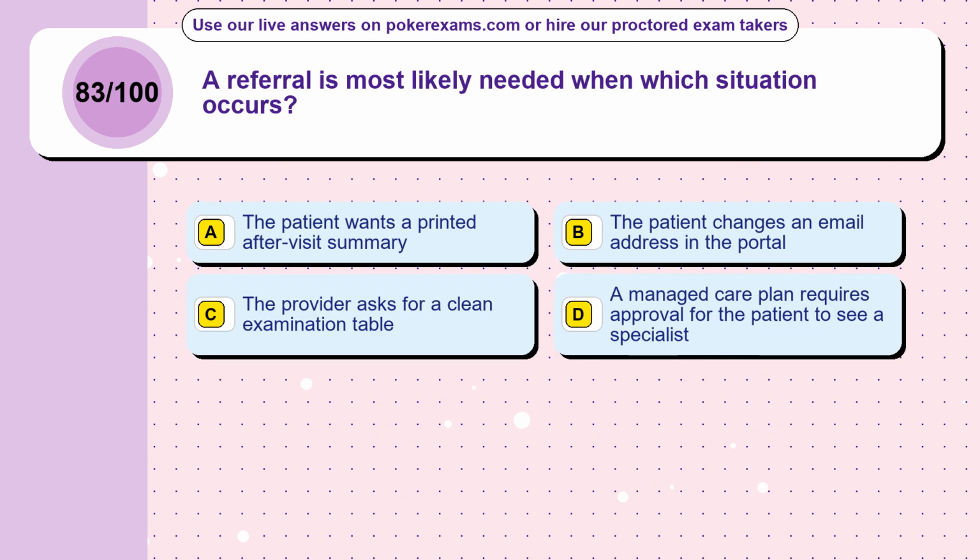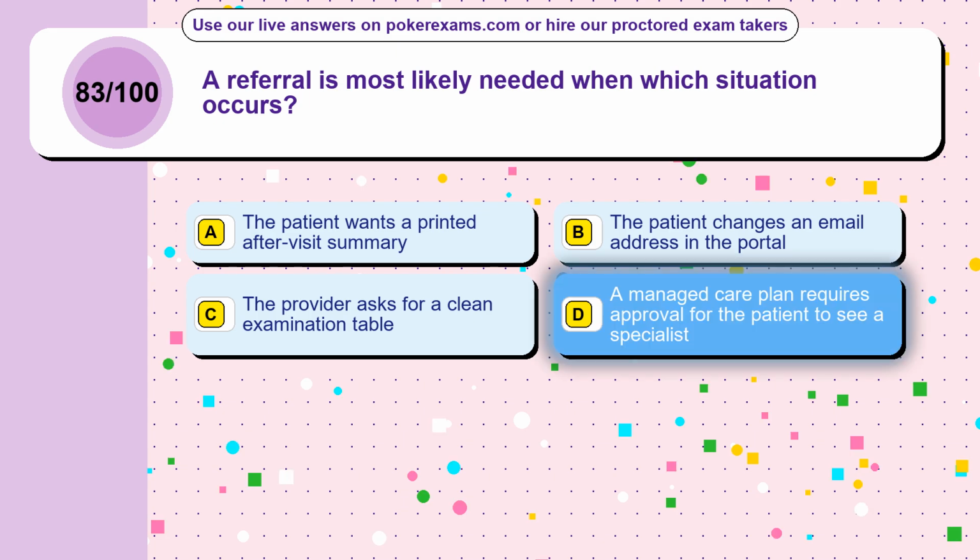Question 83. A referral is most likely needed when which situation occurs? Option A. The patient wants a printed after-visit summary. Option B. The patient changes an email address in the portal. Option C. The provider asks for a clean examination table. Option D. A managed care plan requires approval for the patient to see a specialist.